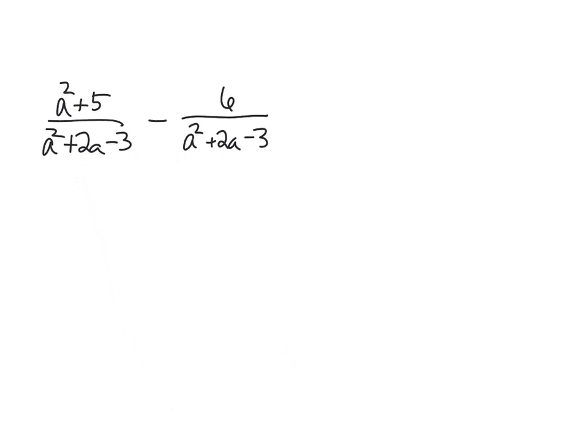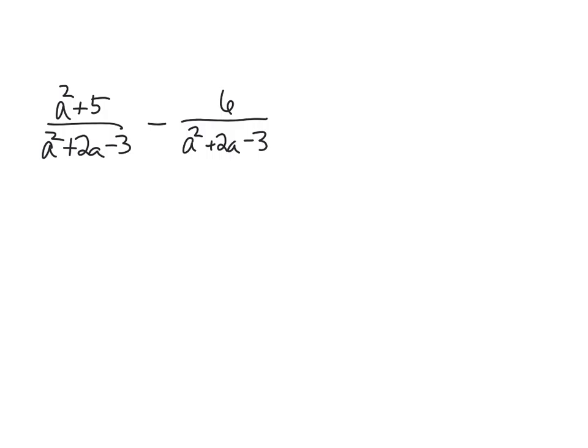So we've got this really ugly subtraction problem, but fortunately we already have common denominators. So here's our problem. And we know that our denominator is going to be a squared plus 2a minus 3, because that's the denominator in both cases. Now our numerator, we've got a squared plus 5 minus 6. Well, we could do that in our heads. That becomes a squared minus 1, because positive 5 minus 6 gives us negative 1.